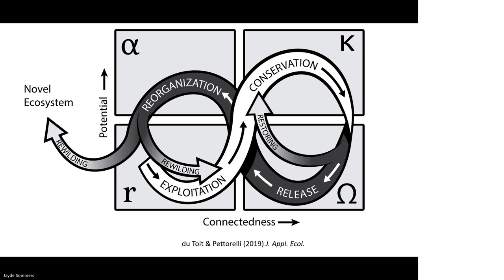And of course, the option also exists for the system to have changed so radically, such as, for example, through climate change, that it's not going to go back to the way it was and is going to move into a totally novel ecosystem. In which case, the rewilding concept can be a very useful tool to enable that to happen in a desirable way. Next slide, please.